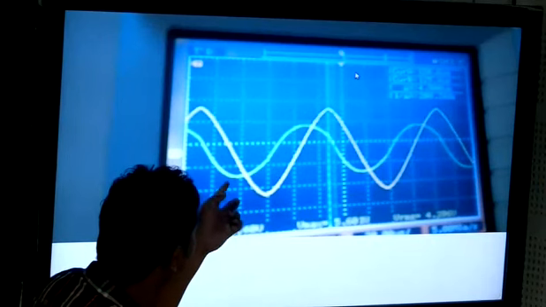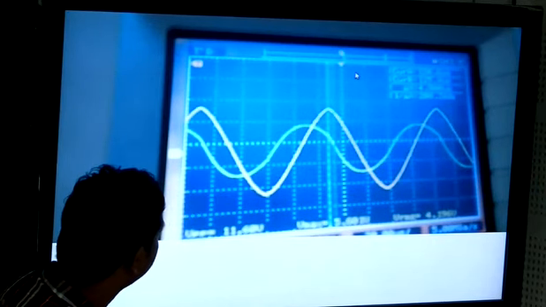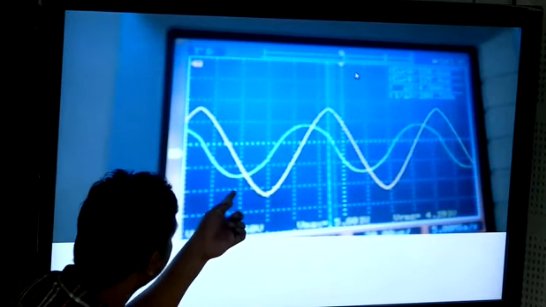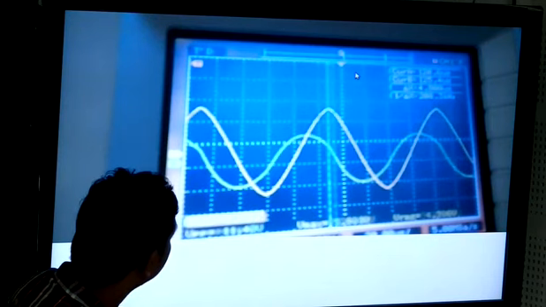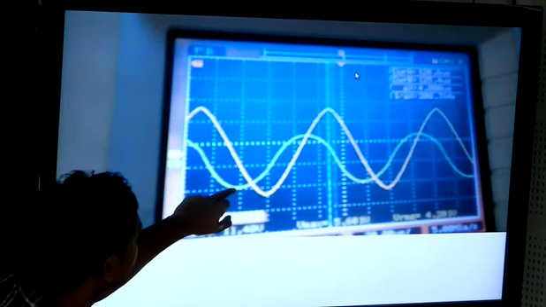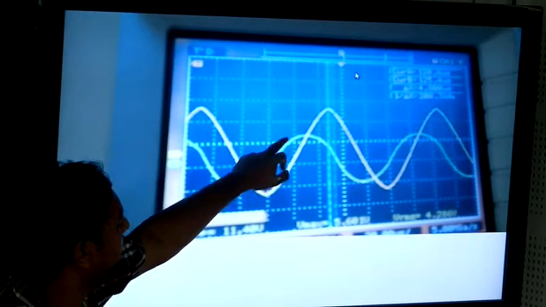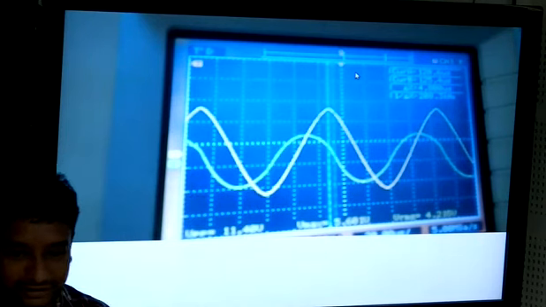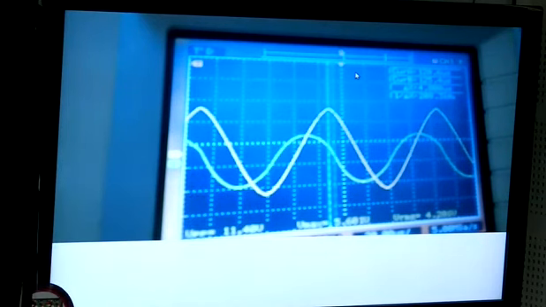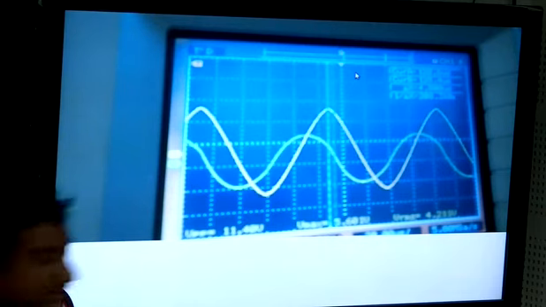Let's measure the amplitude. So we'll align it with one of the lines. So this is 0, 5, 10 and slightly more than 10, so maybe 12. So peak to peak is 12, therefore 0 to peak is 6, which confirms the voltage of the inductor.